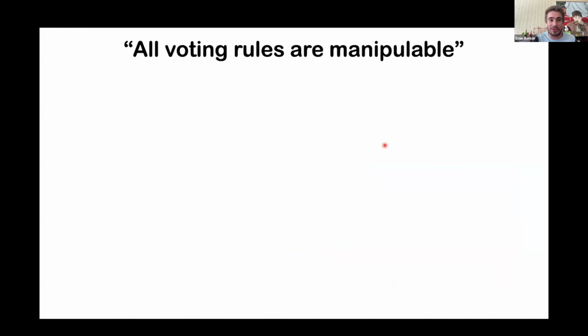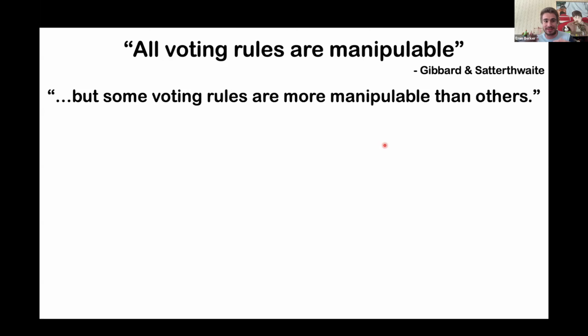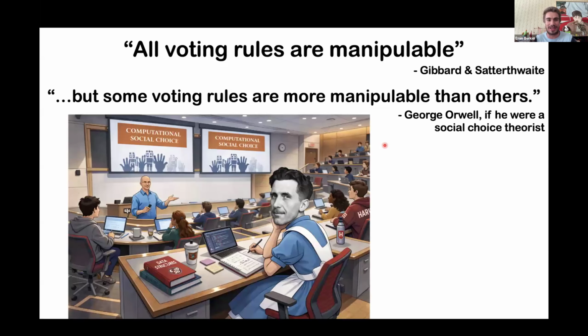So I just want to end with a quote. Of course, we as social choice theorists know that all voting rules are manipulable. This is wisdom given to us by Gibbard and Satterthwaite. But the wisdom we focused on in this paper is that some voting rules are more manipulable than others. And this is, of course, wisdom given to us by George Orwell, if he was also a social choice theorist like us. And that's all I wanted to say.